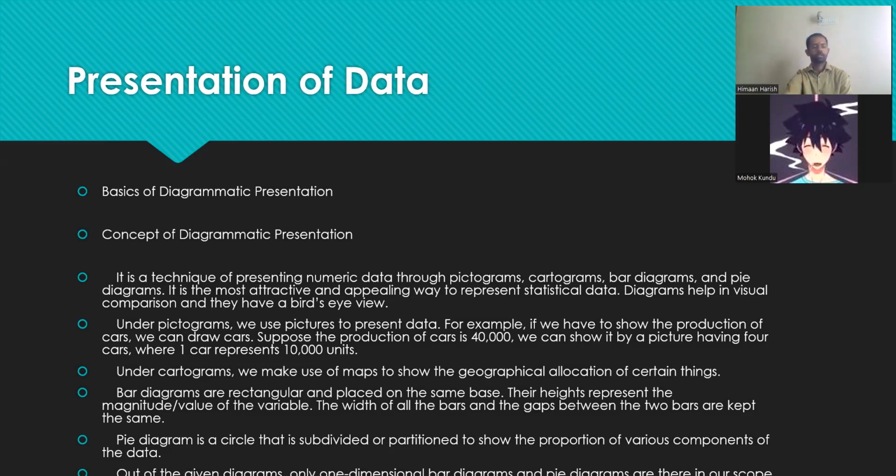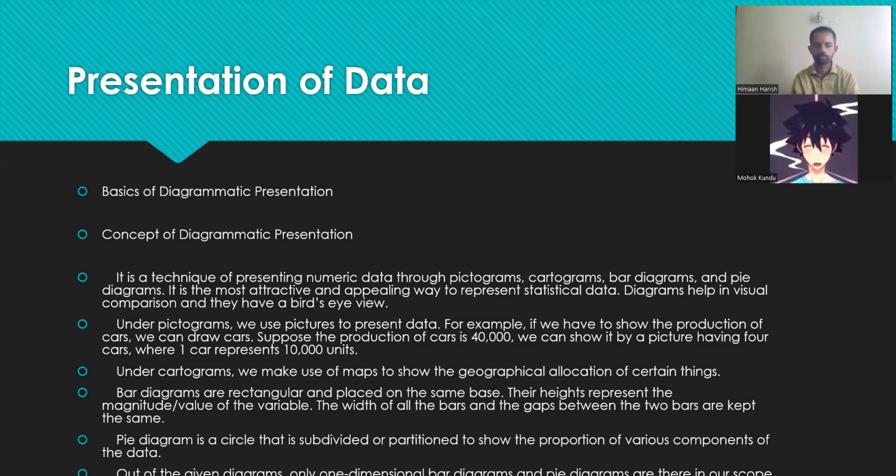Bar diagrams are rectangular and placed on the same base. Their heights represent the magnitude value of the variable. The width of all the bars and the gaps between the two bars are kept the same. A pie diagram is a circle that is subdivided or partitioned to show the proportion of various components of the data. Out of the given diagrams, only one-dimensional bar diagrams and pie diagrams are in our scope.